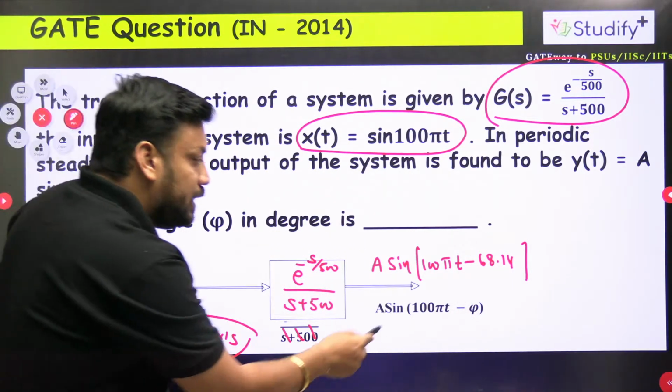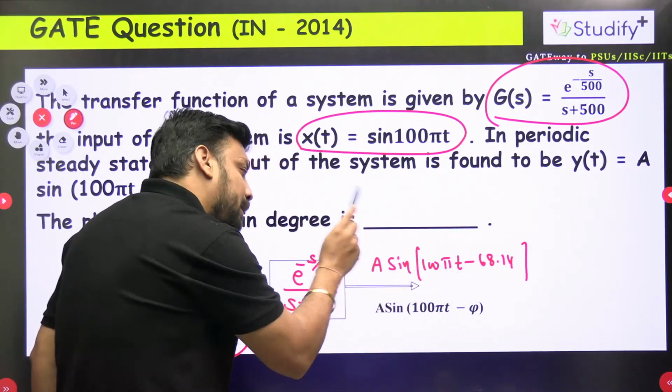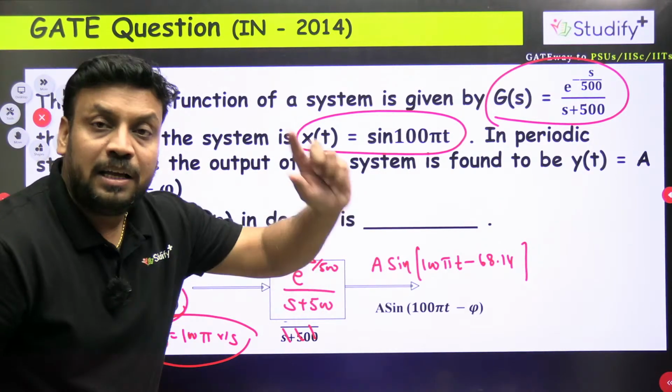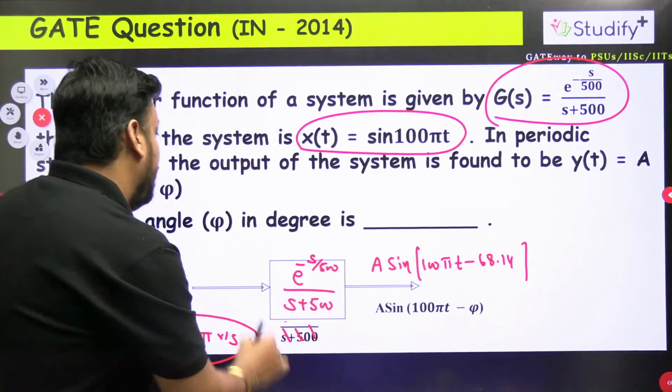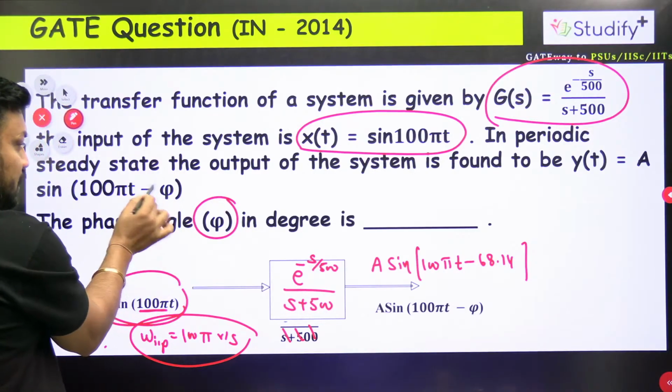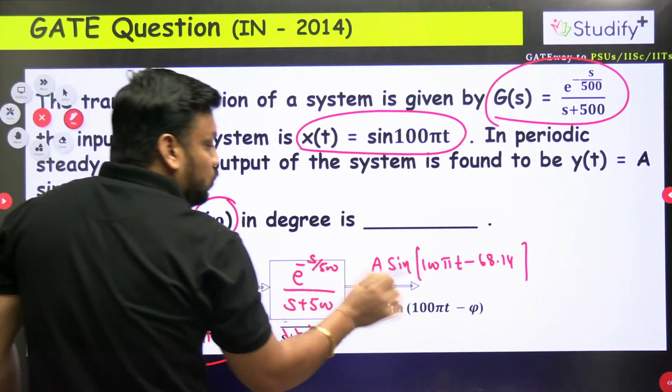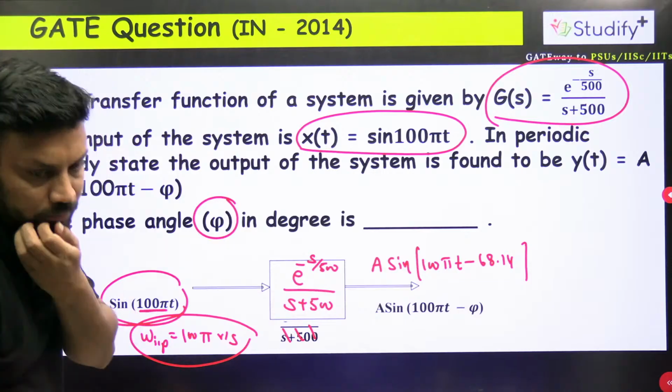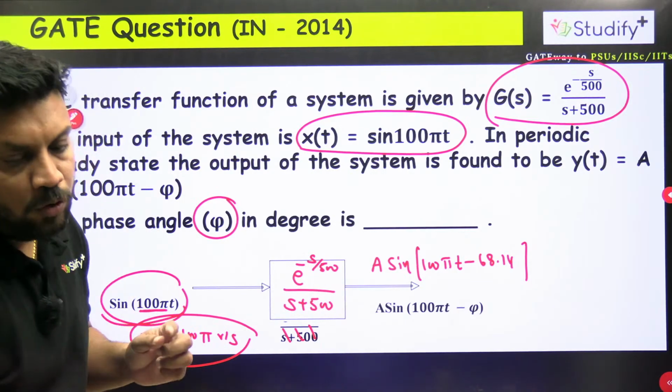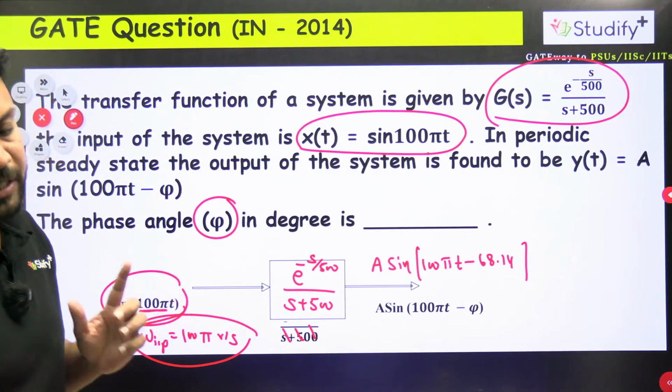So the minus is already covered here, so what will you write? The final answer is plus 68.14, because the phase asked is with the minus already covered. So should you type minus or plus? Tell me, final answer. You should type minus 68 or plus 68. Just let me know. Plus 68.